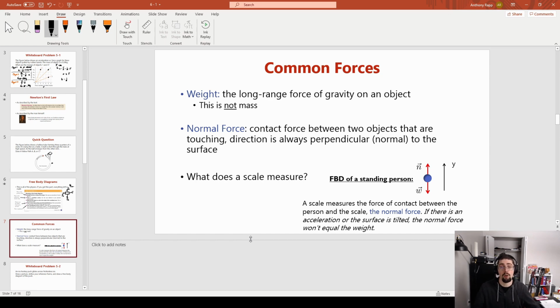The table doesn't provide a normal force. My plate and my food phase through the table. That doesn't happen very often, right? I've never seen it myself. I would probably not believe you if anybody told me that they had seen that.